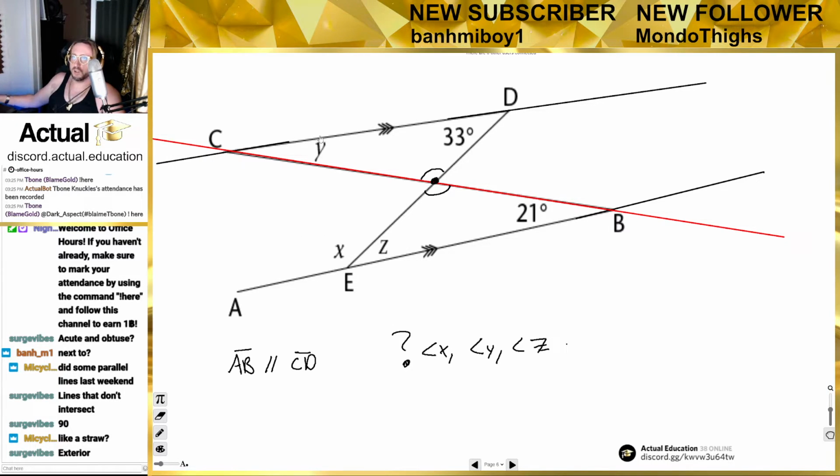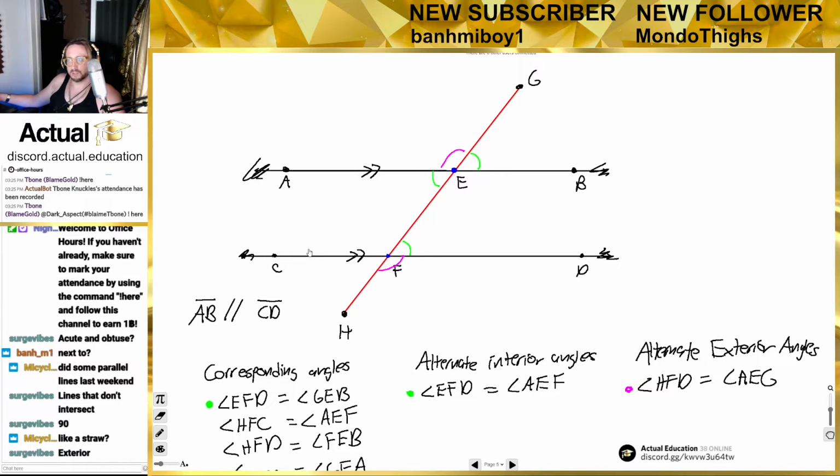There's something special about, for instance, this angle and this angle. Are these two angles on the interior or on the exterior? Interior. Good. What about, are they alternate? Is it alternate interior? Yes. Good. These angles are alternate interior angles, right?